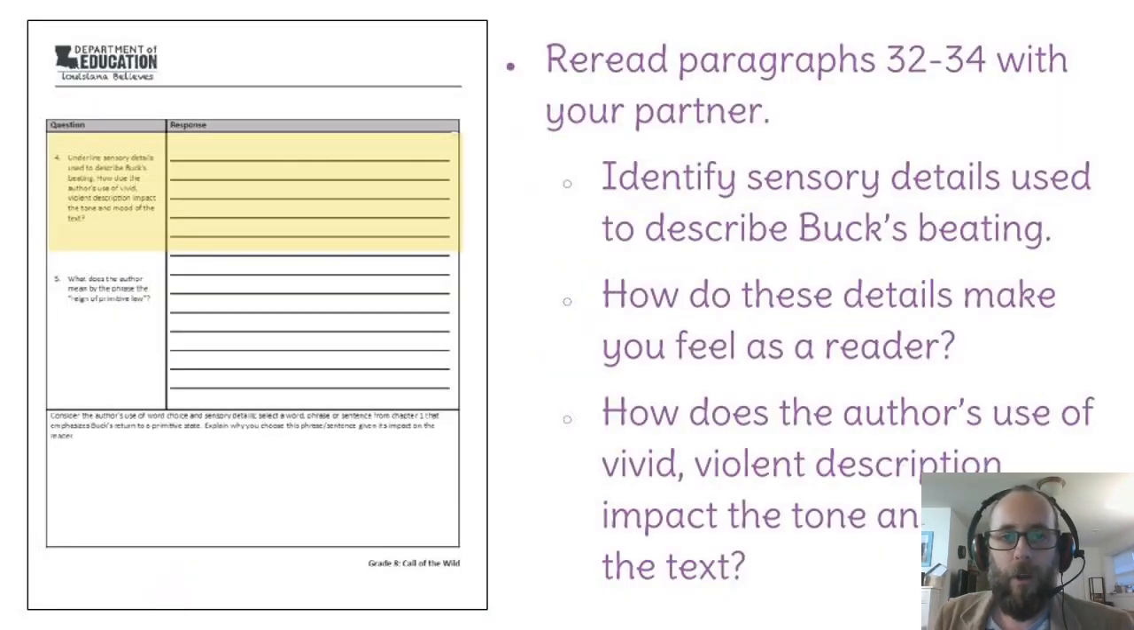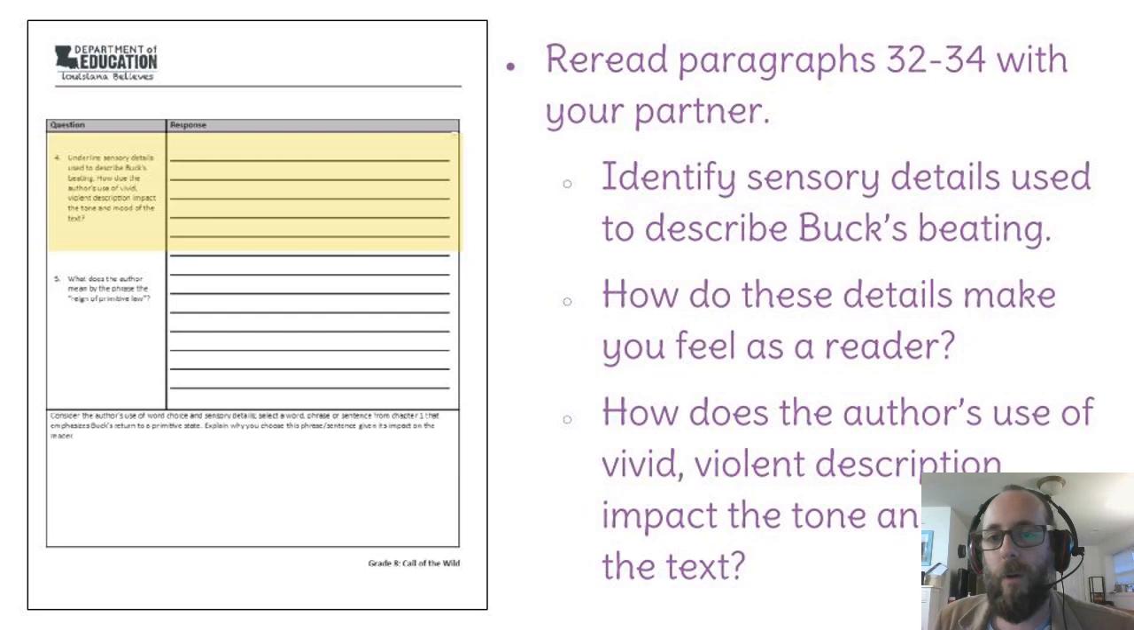Okay, we're going to go back and look at a section of the text, and I'm going to let you do this on your own. On page 8, about halfway down, the paragraph starts, "And Buck was truly a red-eyed devil." We're going to start there and reread the section of his beating, and answer on page 15 in your blue notebook. So page 8 in Call of the Wild, and page 15 in your blue notebook. This section is highlighted on the slide.